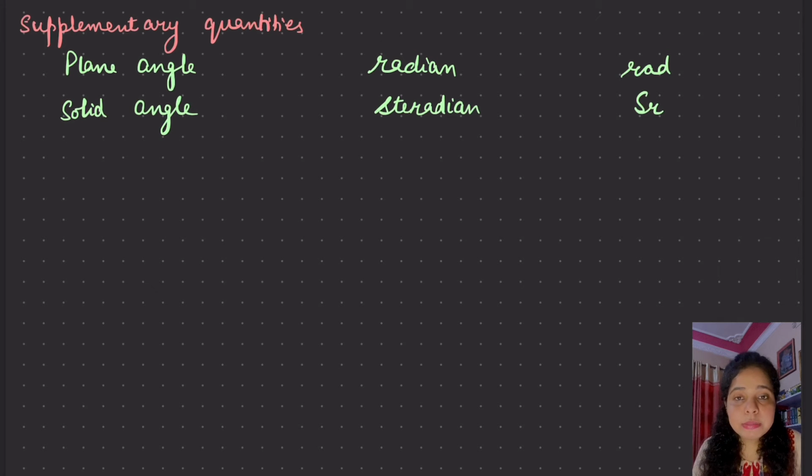Also the CGS system is closely related to the SI system. So for most of the physical quantities we are going to talk about in this unit and in upcoming lectures, we will have the SI system of units and the CGS system of units, and we will see how the SI system and the CGS system of units are linked together.